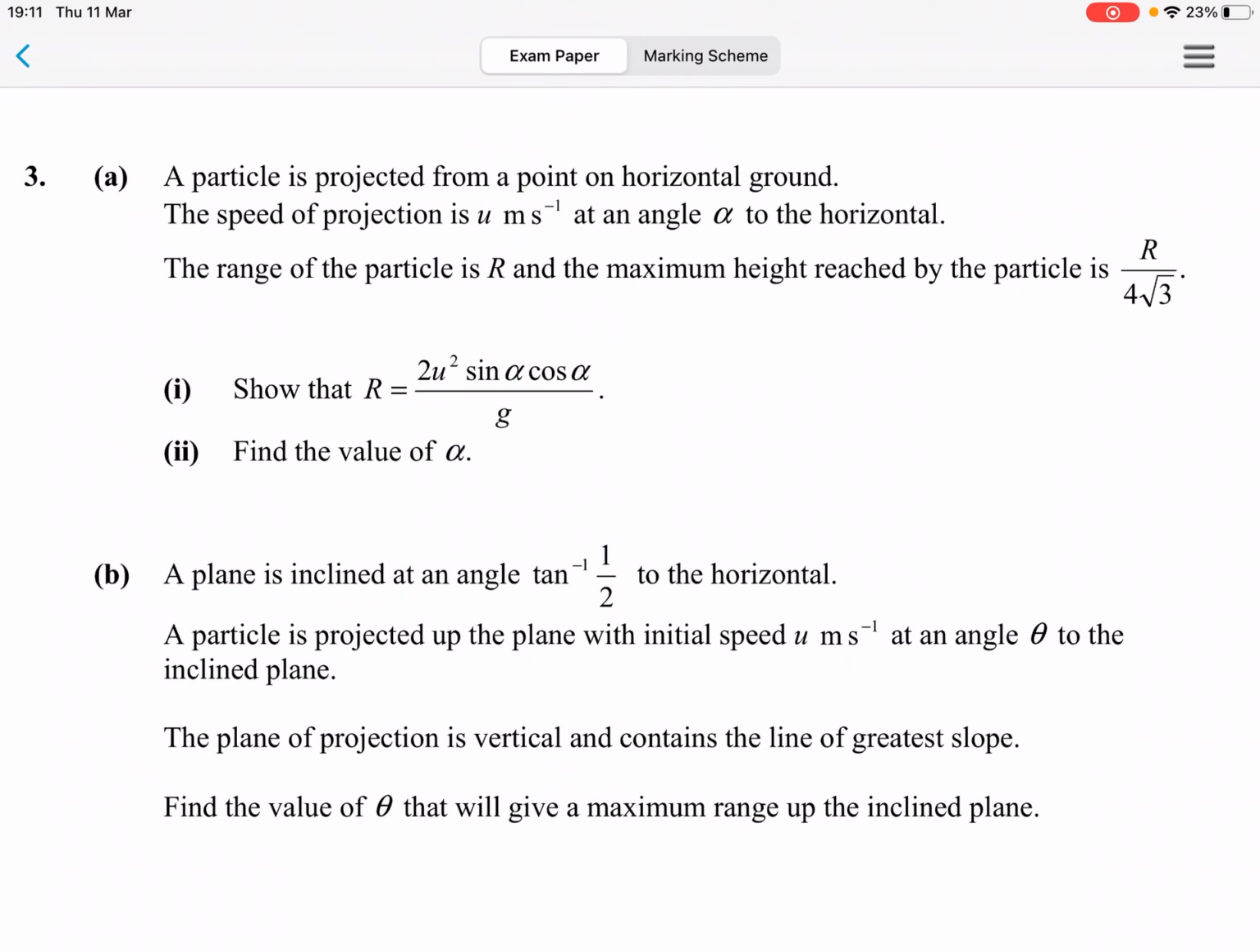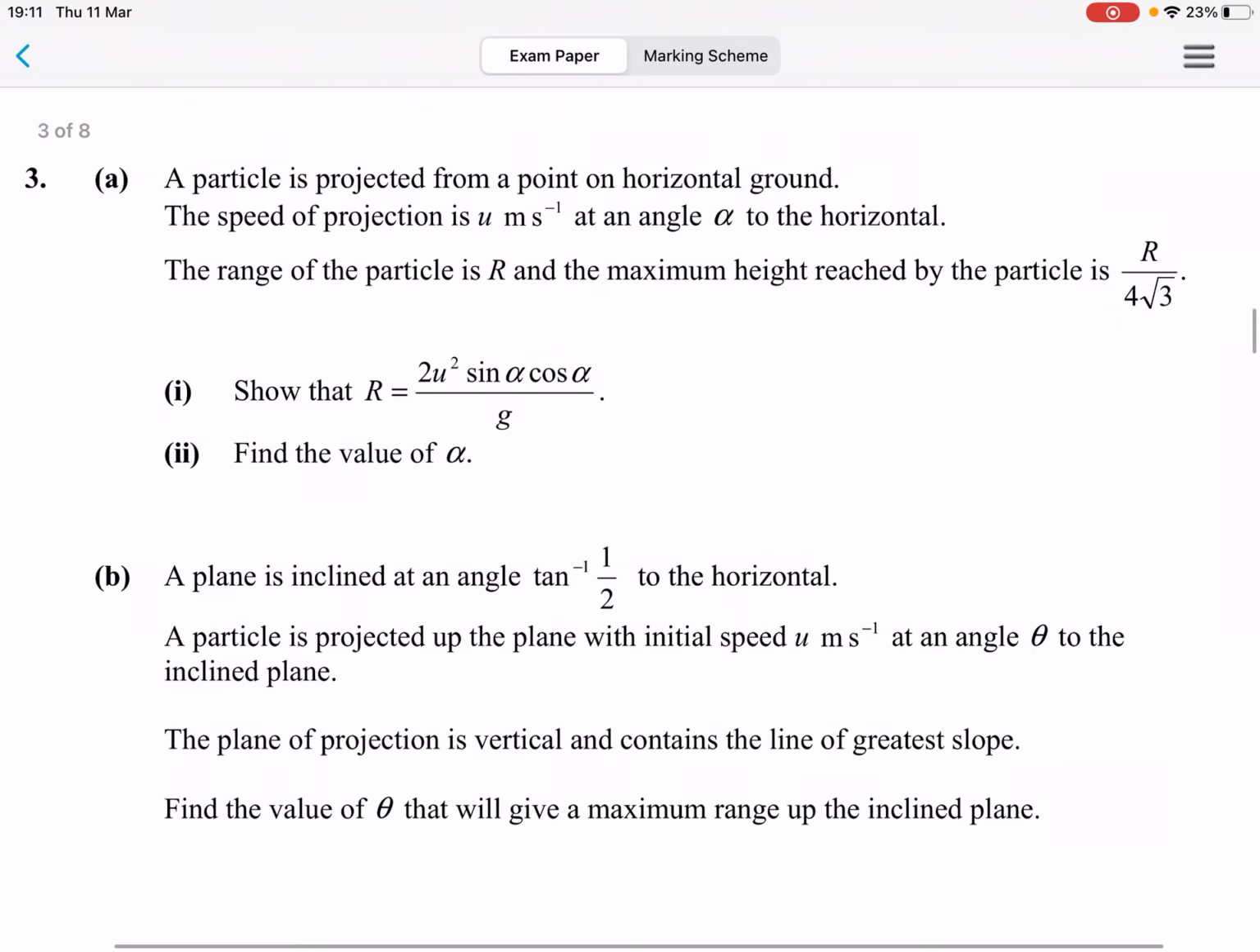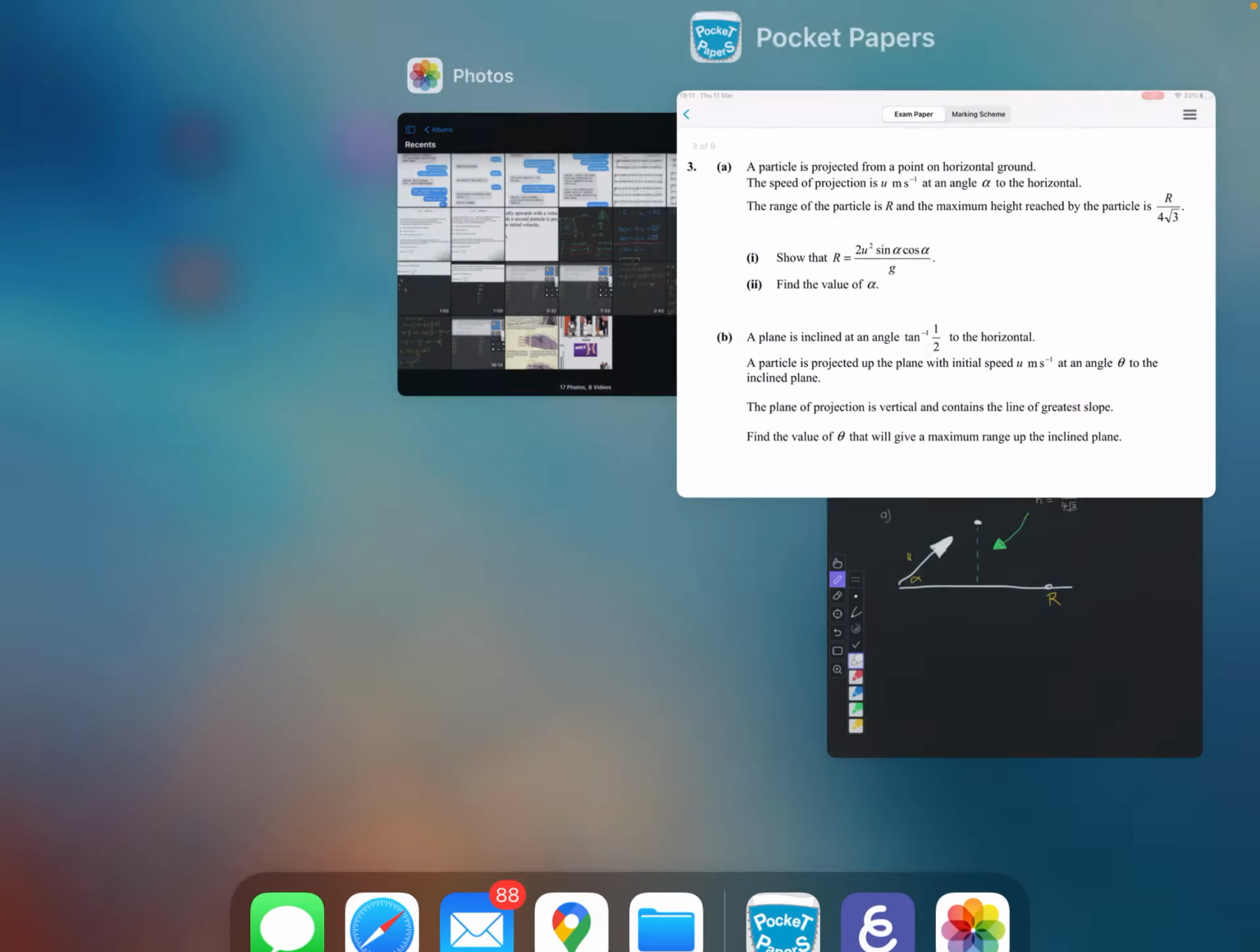Okay, we're taking a look at 2013 question 3a. So we have a particle projected from a point on horizontal ground. The speed of projection is u and the angle to the horizontal is alpha. The range of the particle is r and the maximum height reached is r over 4 root 3. Show that r equals this stuff and find the value of alpha.